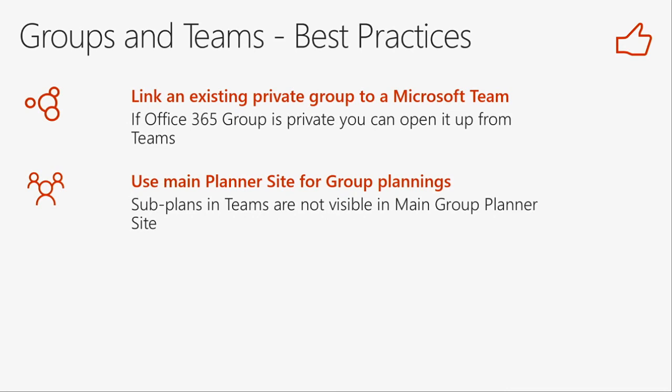Next topic is best practices around Office 365 groups and Microsoft Teams. You can link your existing private group to a Microsoft team anytime. And people like that because they like the new Microsoft Teams client and have it all in one client. And as groups are the basis of the Microsoft team, you can simply link that as well. And one recommendation I worked out with some of our customers is that the main planner could also be the main planning site for that whole team. And you can add sub-planner team sites in your team as well.